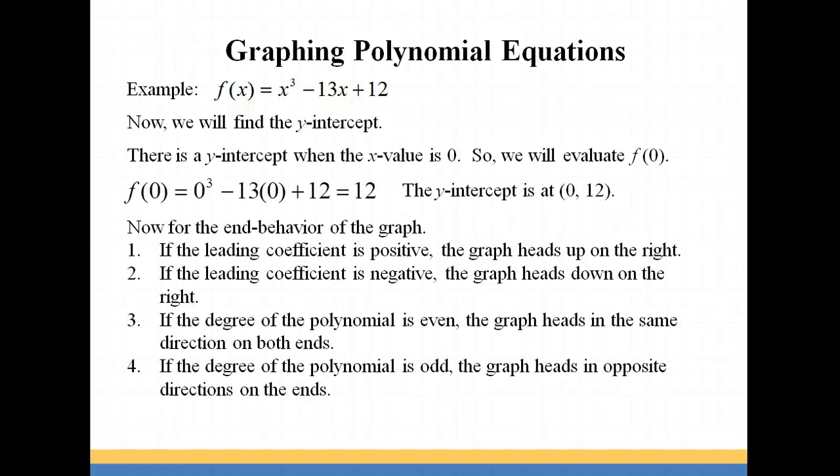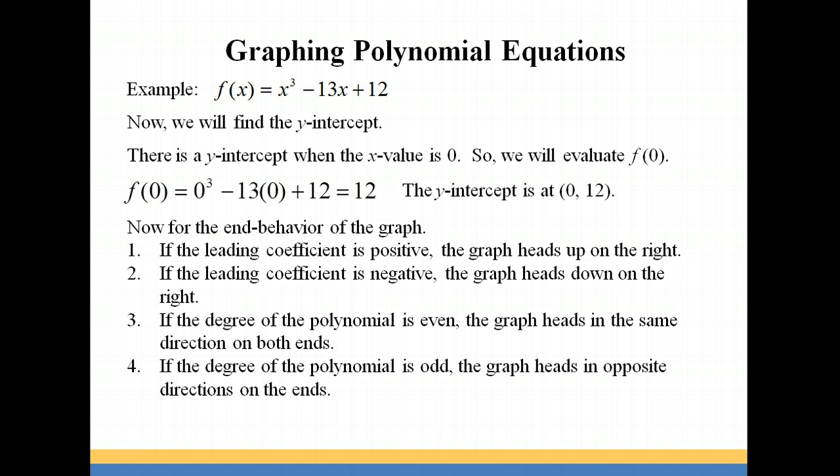Now we're going to look at the end behavior for the graph. For all polynomials, if the leading coefficient is positive, the graph heads up on the right. If the leading coefficient is negative, the graph heads down on the right. If the degree of the polynomial is even, the graph heads in the same direction on both ends. If the degree of the polynomial is odd, the graph heads in opposite directions on the ends.